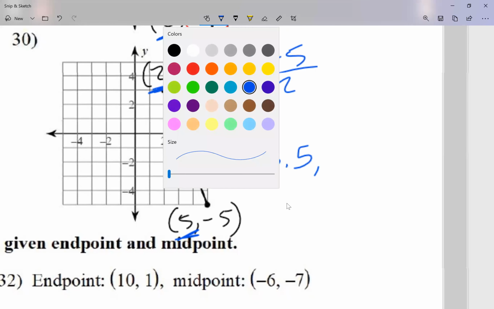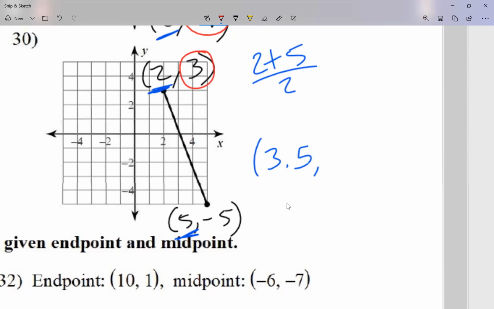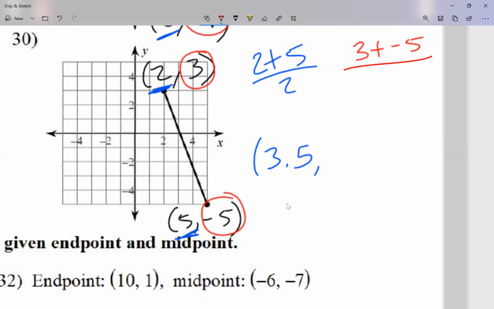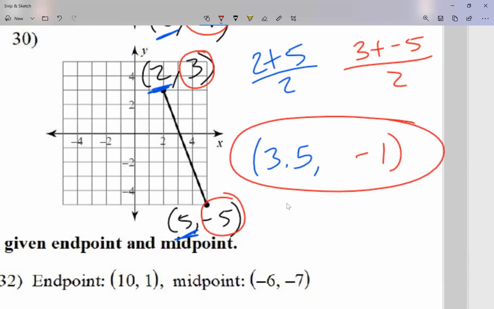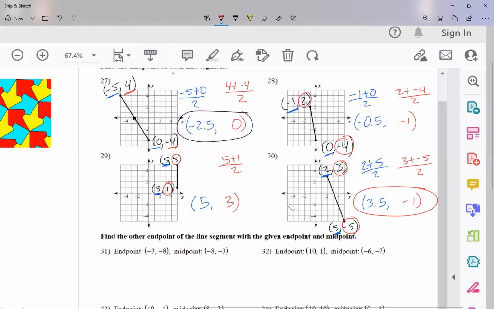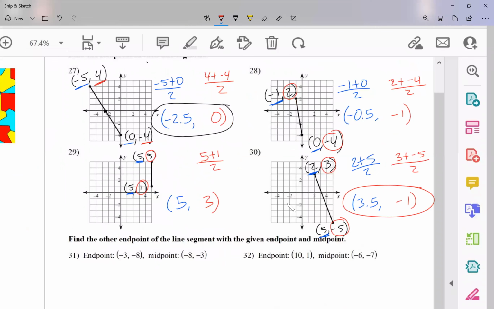Now let me get the y value. I'm looking at my y values, 3 and then negative 5. To find the number right in between them, let me add these numbers: 3 plus a negative 5, divided by 2. 3 plus a negative 5 is a negative 2, divided by 2 is negative 1. So those are my coordinates. Again, don't forget the space after the comma. Given to you with just a picture, you guys can do it.